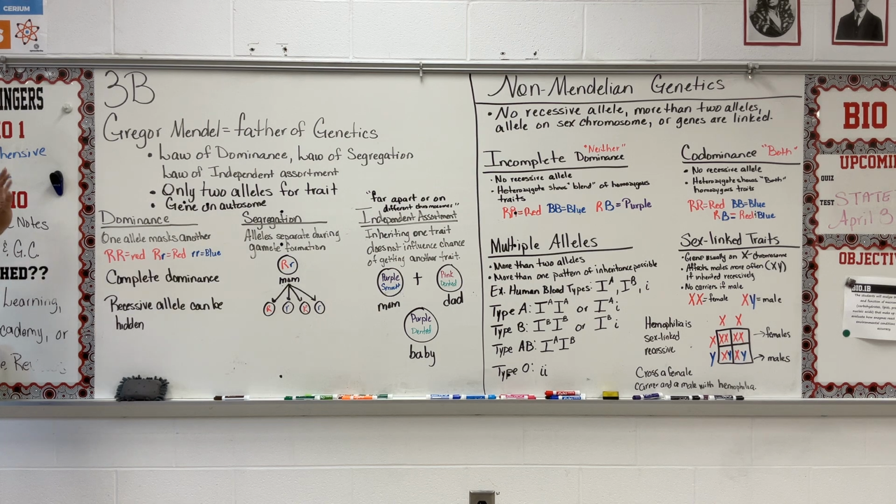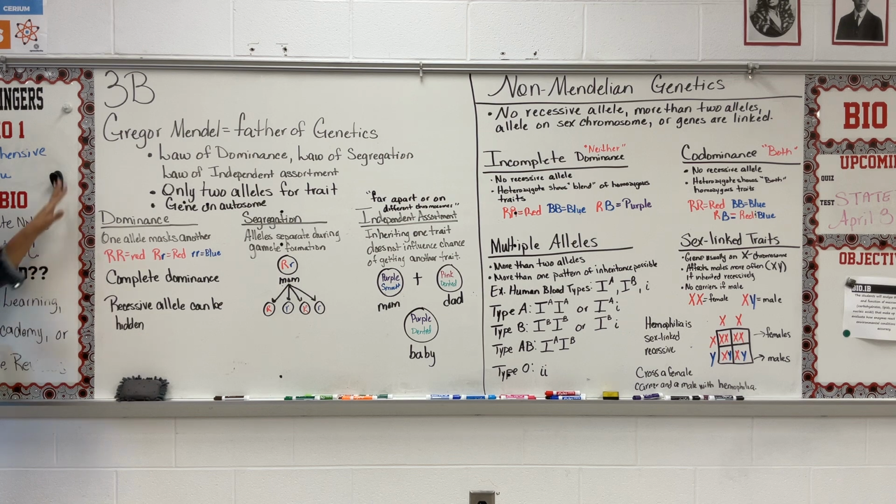And so he came up with three different laws of genetics: the law of dominance, the law of segregation, and the law of independent assortment. The other thing that is essential for Mendelian genetics is there must only be two different alleles for a trait, and the gene for the trait must be located on an autosome. And an autosome is a chromosome that does not determine gender. If it does not follow these rules, whether it's only two alleles for the trait or it's on an autosome, then that's considered non-Mendelian or advanced genetics.